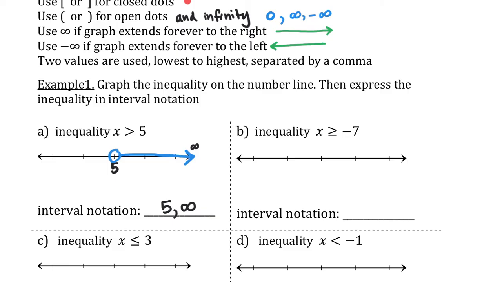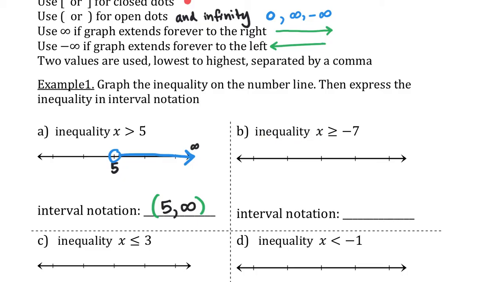It's lowest, comma, highest. Now, we're going to use a parenthesis or bracket depending on the circles at each end. If I start at 5, there is an open circle. Because there's an open circle at 5, I use a parenthesis to start my interval. My graph ends at infinity. If it ends at infinity, I use a parenthesis at the infinity as well. This is what we call interval notation. It will always look something like that. So we're going to go ahead and try the next one.